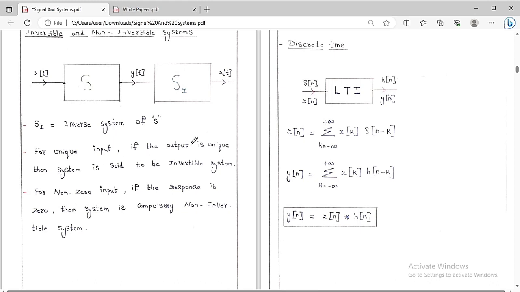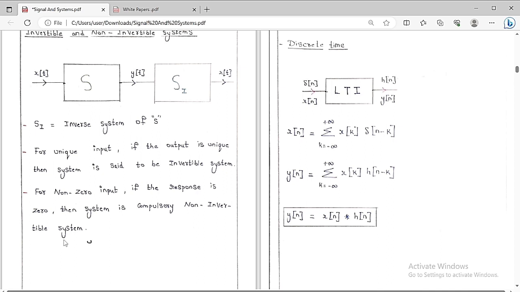For a unique input, if the output is unique, then the system is said to be invertible. For every unique input, you should get a unique output. Then we can say the system is invertible. Suppose you take y is equal to x square.